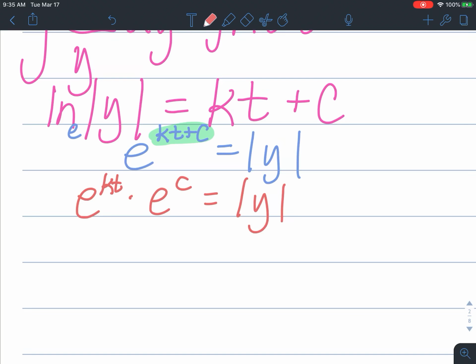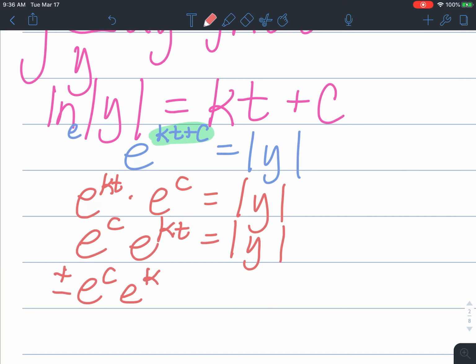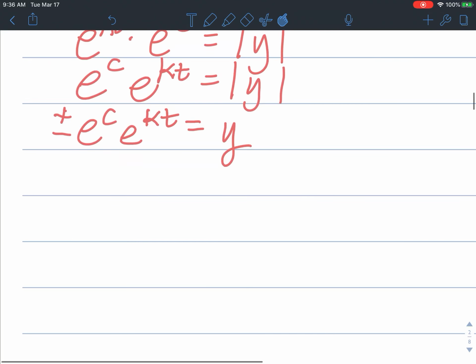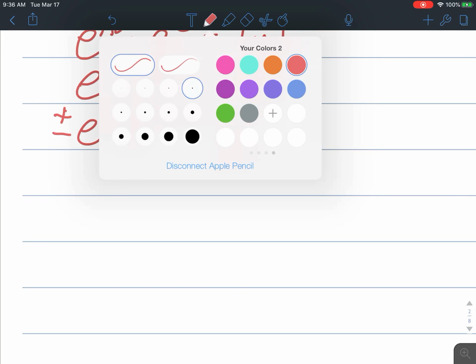Constants usually go in front, so I'm just going to switch this to e to the c times e to the kt equals the absolute value of y. y is still stuck in those absolute value bars, but I can get rid of that if I use a plus or minus on the opposite side. And there I have one form of an exponential equation.